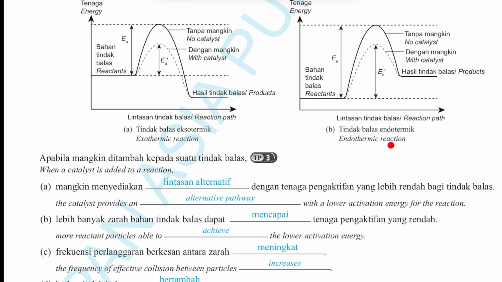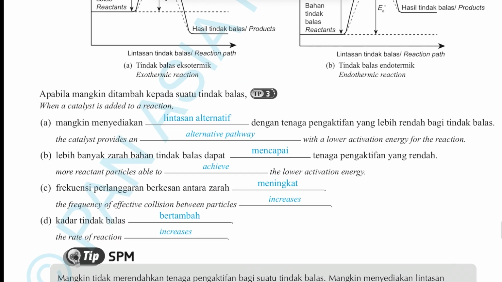The same goes to endothermic reaction. When we use the catalyst, you see, it will provide an alternative pathway that requires lower activation energy. So more reactant particles able to achieve the lower activation energy, so the rate of reaction increases.